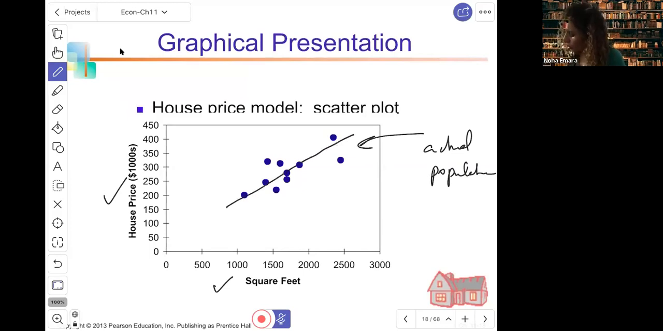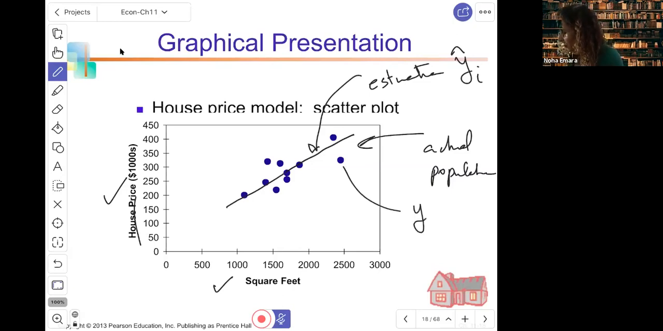And when you try to get this line, this is what we call my estimation, which we call yi hat. In this case, it's going to be house price hat. And each and every dot is just your yi, the true, the population, the actual. Of course, your goal is to get the point on the line, as you can see right here. Those are the best points.